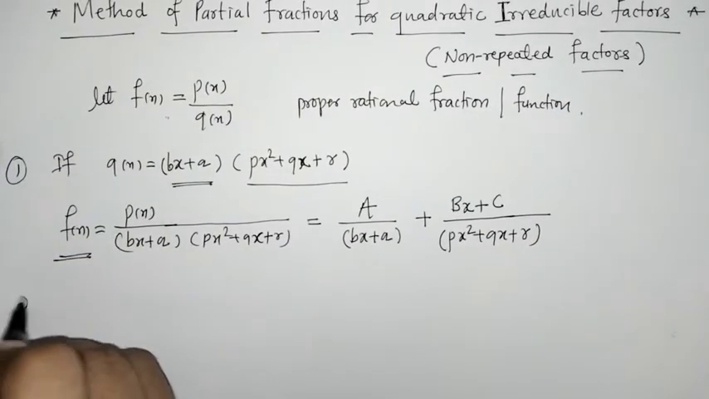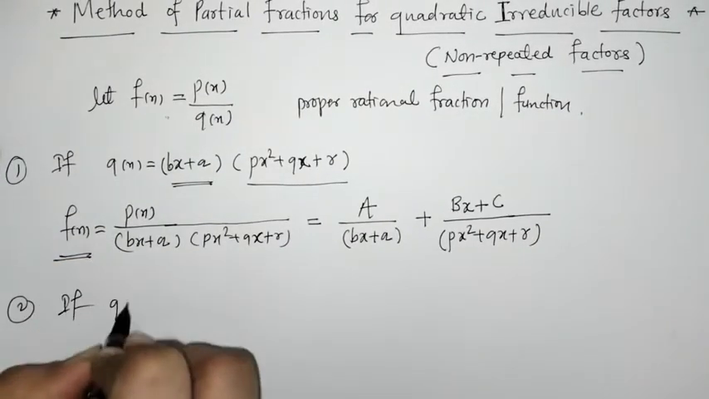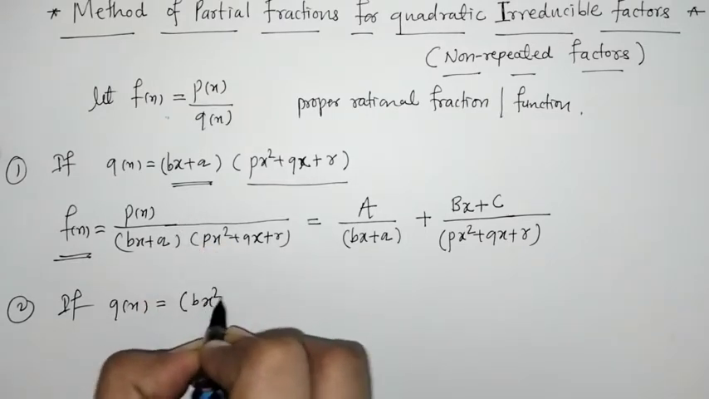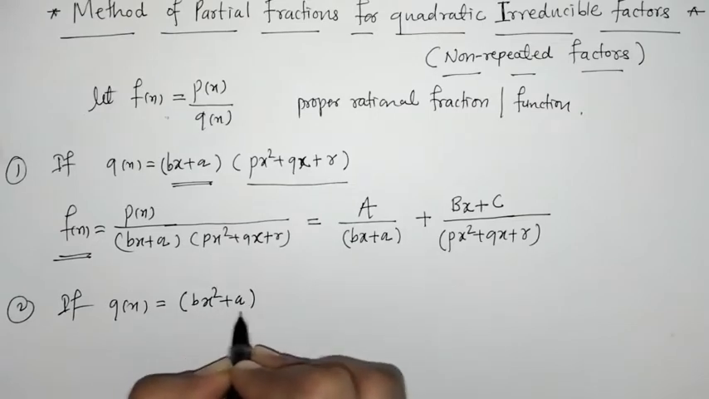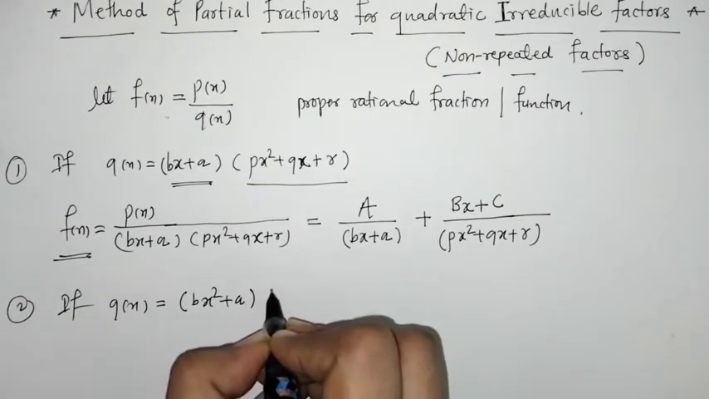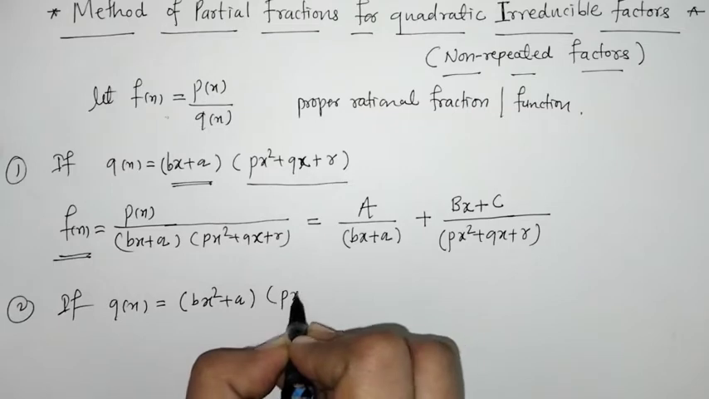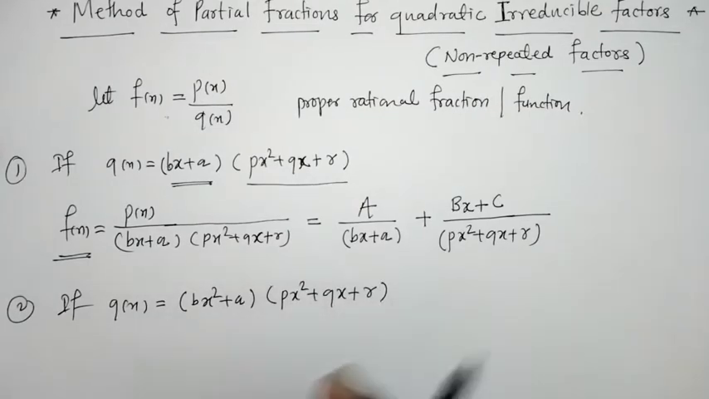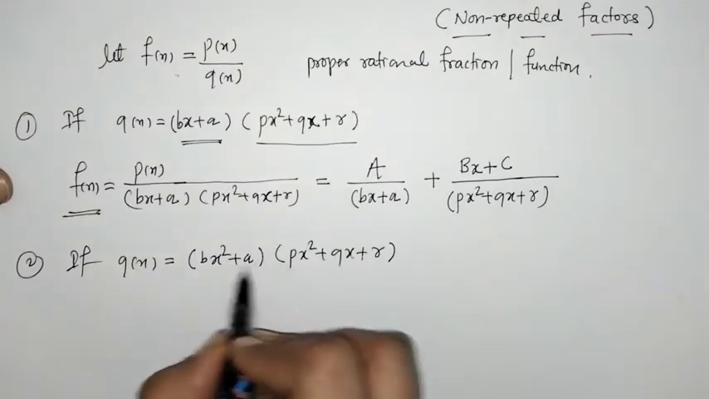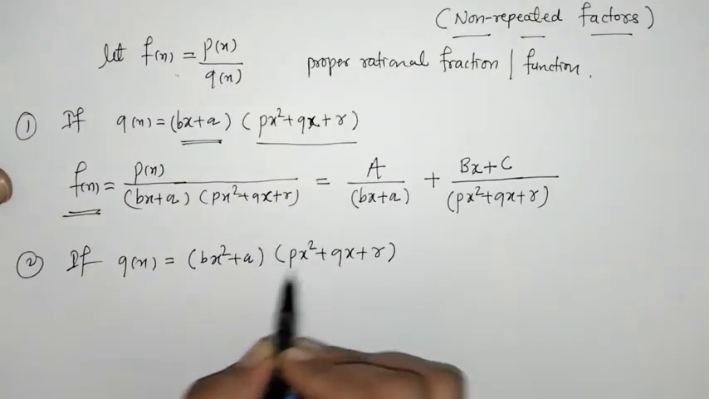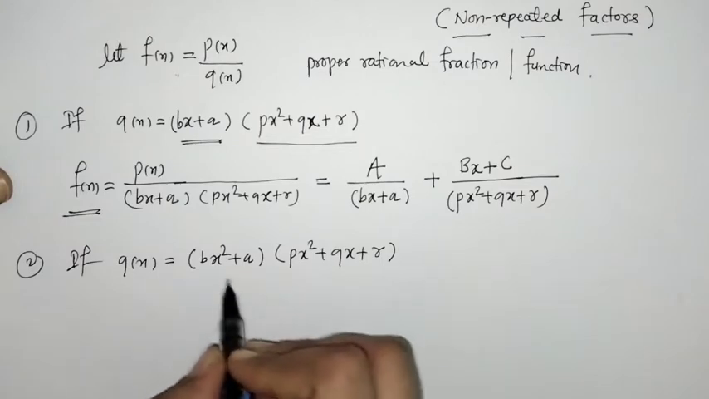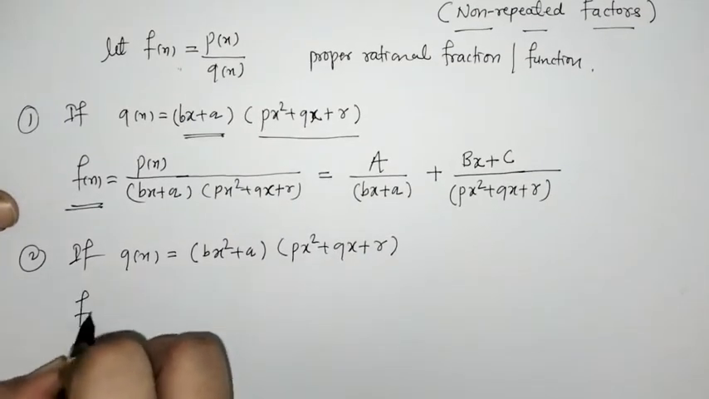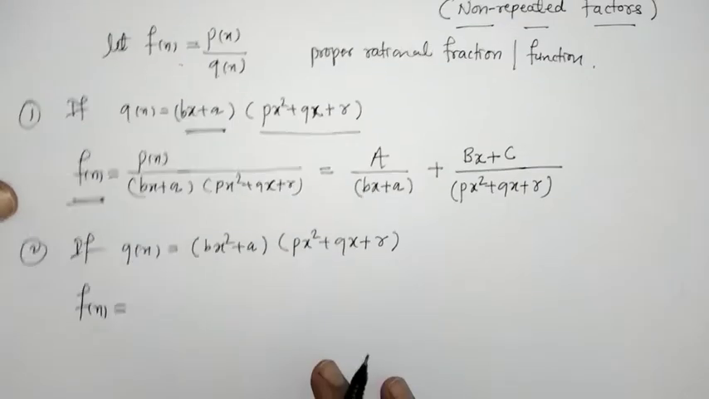Next, consider that q of x has a first quadratic factor bx square plus a, and a next quadratic factor px square plus qx plus r. These are two quadratic factors and they are irreducible, and again these are non-repeated factors. So how do we decompose this in partial fractions?